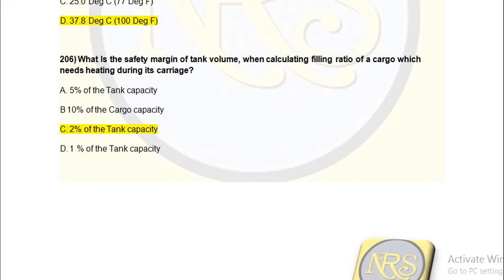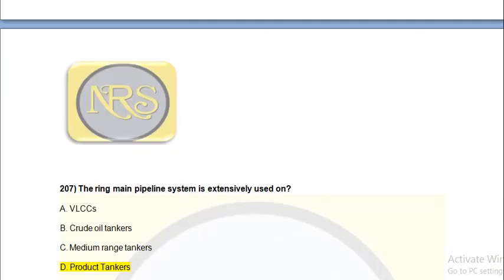It is mainly because of the heating arrangement and also to prevent any overflow of oil with change of temperature, either by the heating arrangement or by the external atmosphere, from cold climate to hot climate and back to cold, and also some rolling and pitching effects. These conditions should not lead to pollution of the environment. So we keep a 2% allowance. So for question number 206, option C is the correct answer.